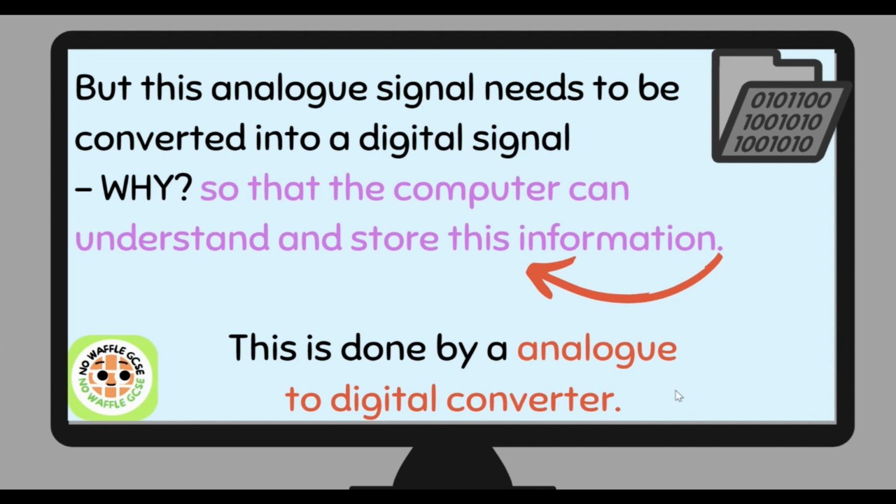Now, a digital signal is when it can be one of a couple of different values, so it's grouped data. For example, your eye color can only be brown or green. It can't be any random number in between. Now, this conversion is done by an analog to digital converter.